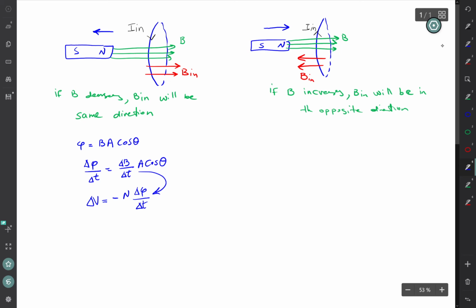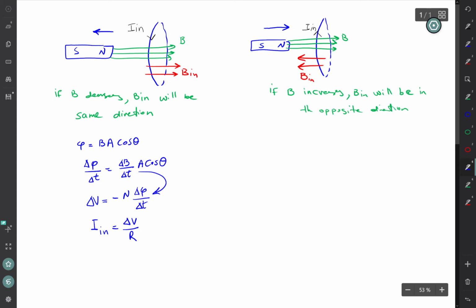That's what this minus means. If you want, you don't need to use that minus sign in order to calculate the induced voltage. You can just use n delta phi over delta t. If you want to calculate induced current, it will be delta V over the resistance.